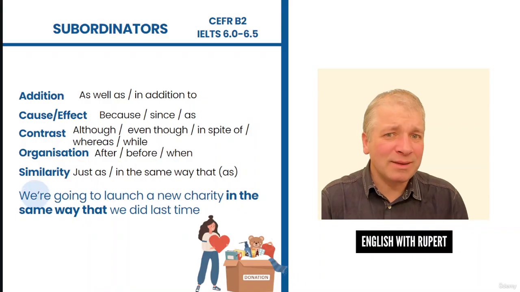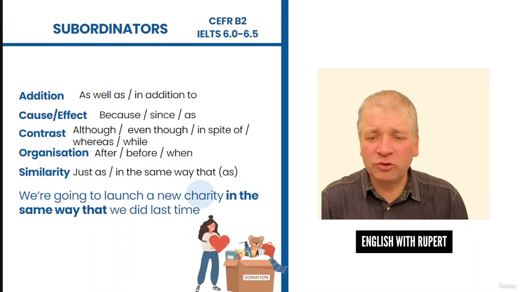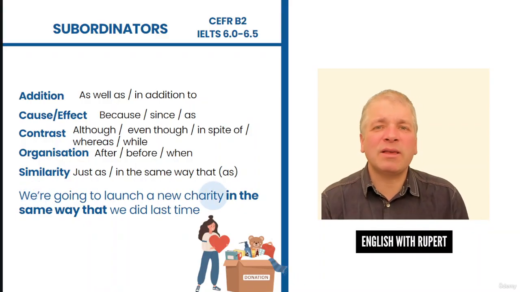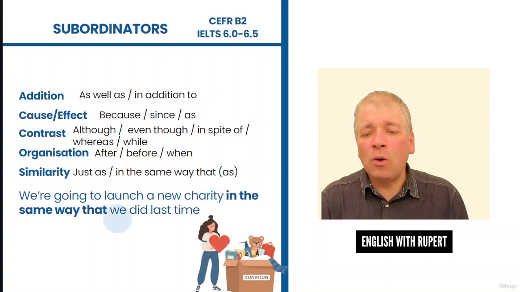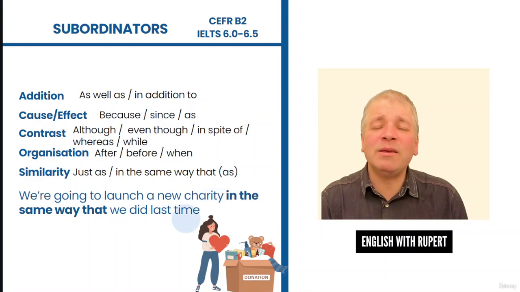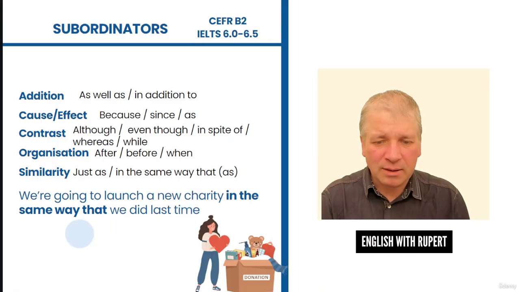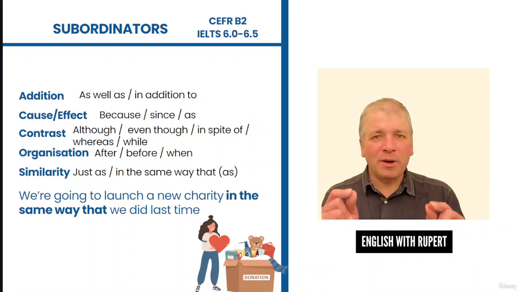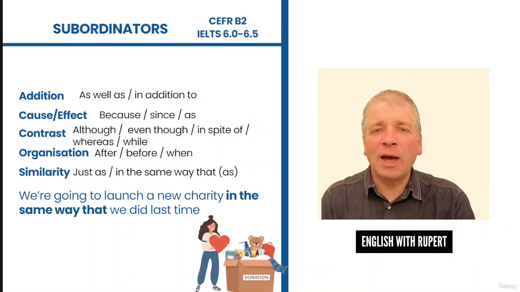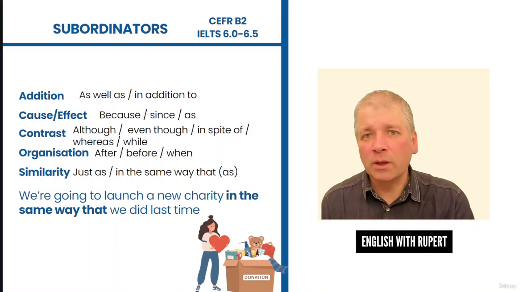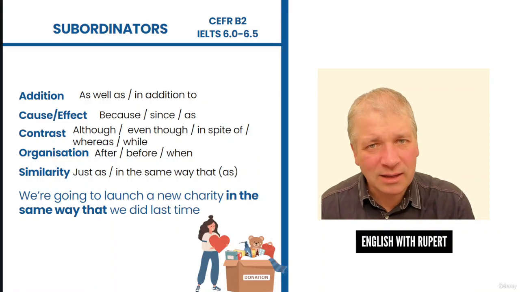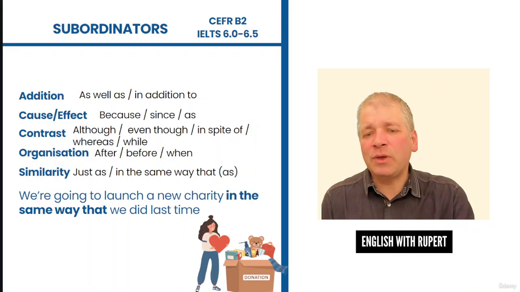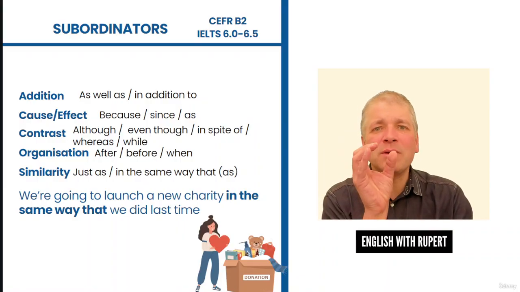The first part is an independent clause. We're going to launch a new charity. That could be a sentence on its own. And then we did last time is dependent. It makes no sense without the first part. So those are some common subordinators. Remember, a subordinator is when you have two clauses. One is dependent, one is independent, and the subordinator links the two clauses within the same sentence.